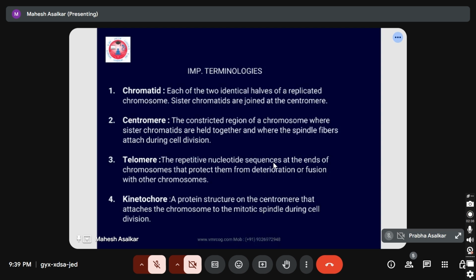Okay, again there is a SBA on kinetochore, a protein structure on the centromere that attaches the chromosome to the mitotic spindle during the cell division. Okay, so they'll give you the description that the structure, a protein structure on the centromere that attaches the chromosome to the mitotic spindle during cell division is called as, and they will give you the options chromatid, centromere, telomere, kinetochore. So it is the kinetochore, which is a protein structure on a centromere that attaches the chromosome to the mitotic spindle during the cell division.